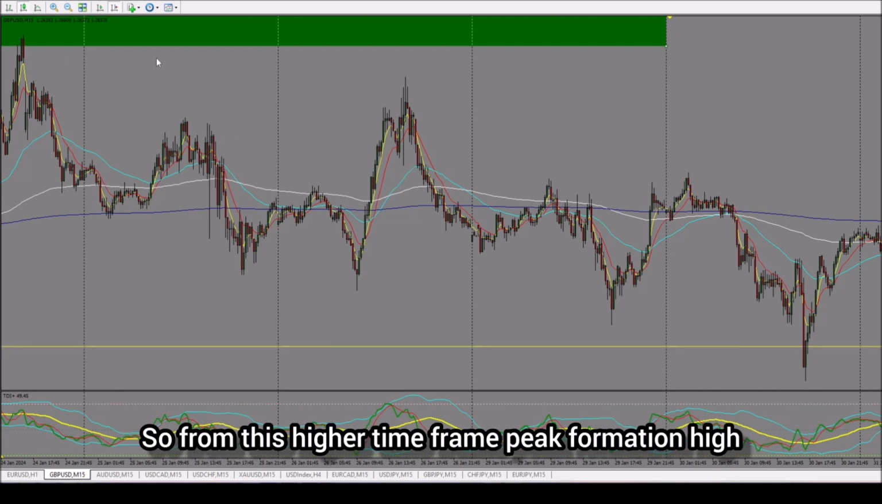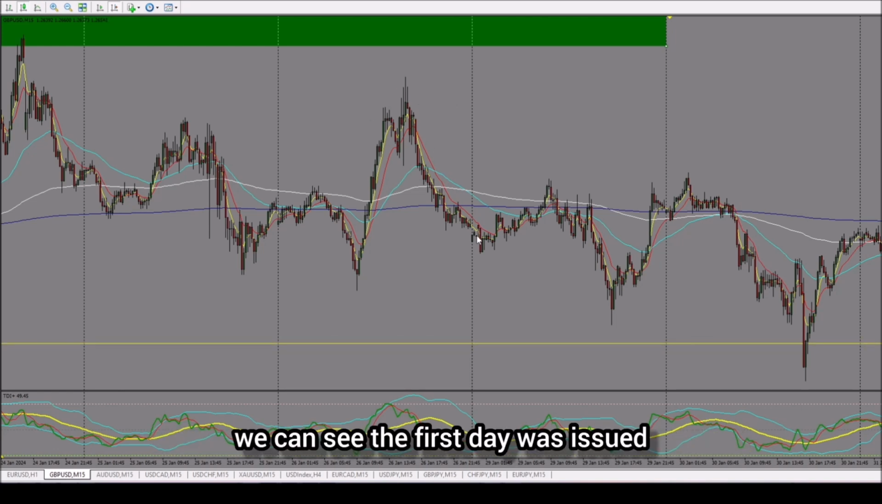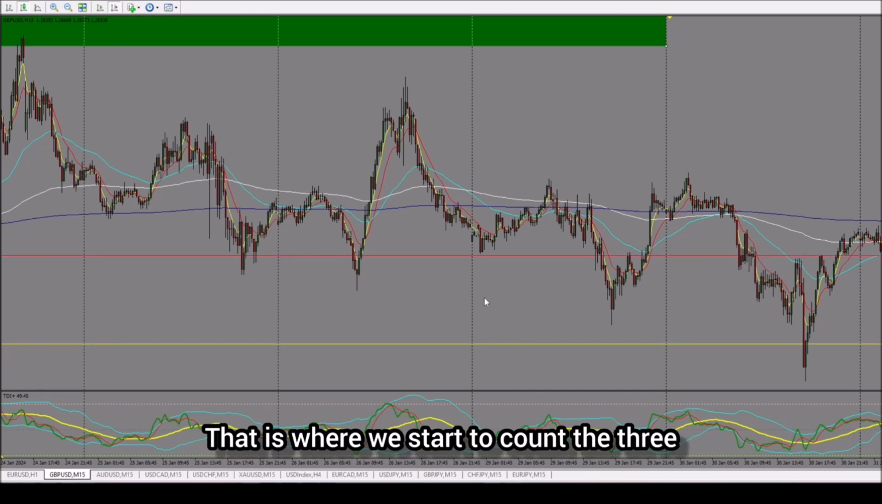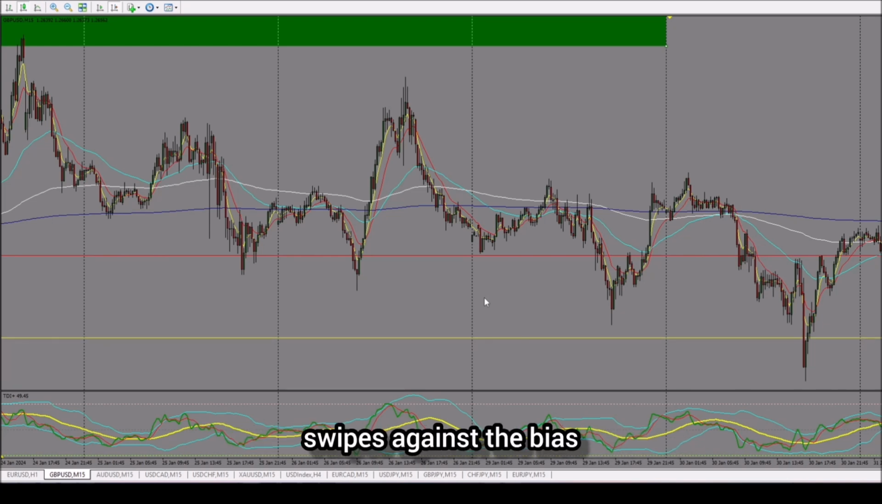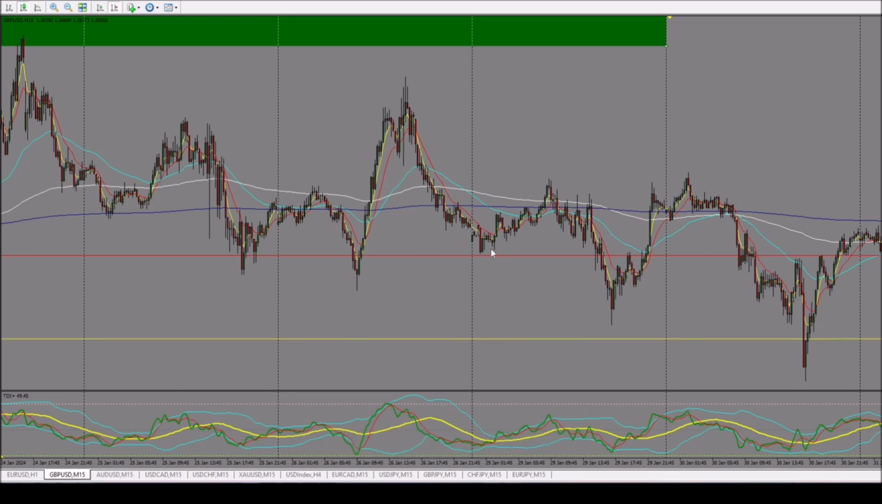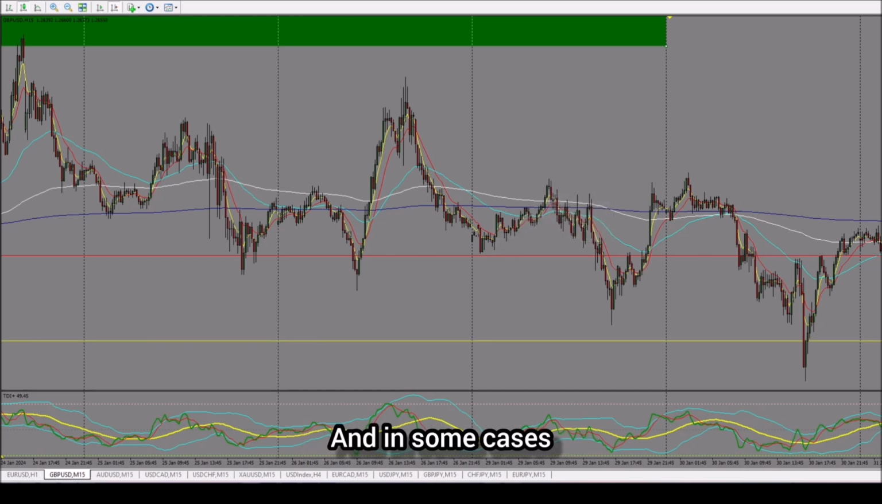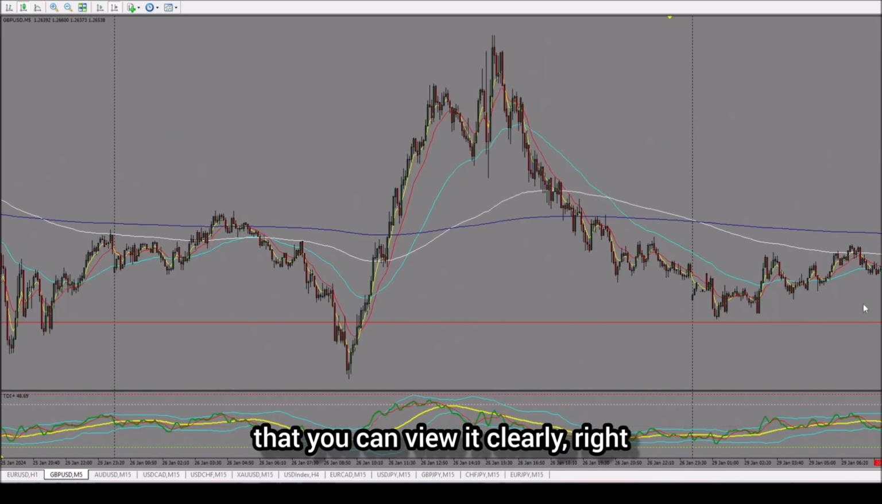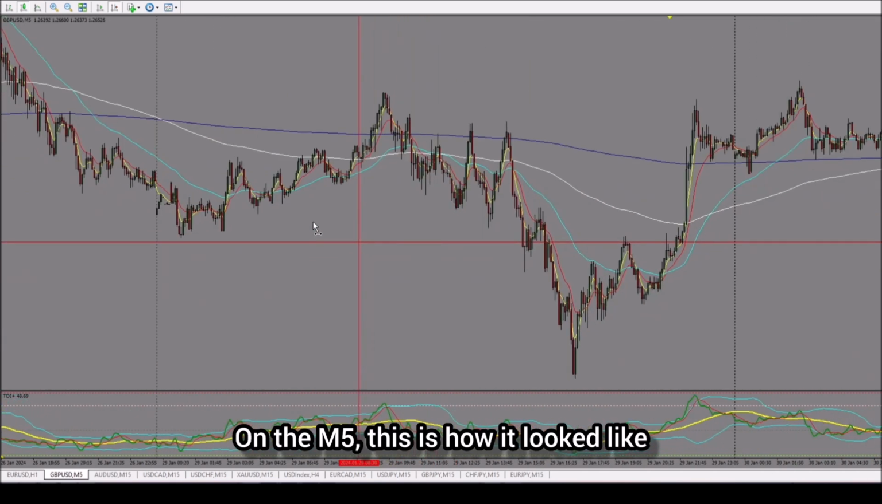So from this higher time frame peak formation high, we can see the first day was issued. On the first day, we should mark the low of the Asian session. That is where we start to count the 3 swipes against the bias. So in this particular case, we can see there was 1, 2, and 3, and in some cases you need to actually see this on M5 so that you can view it clearly, right? On the M5, this is how it looked like.